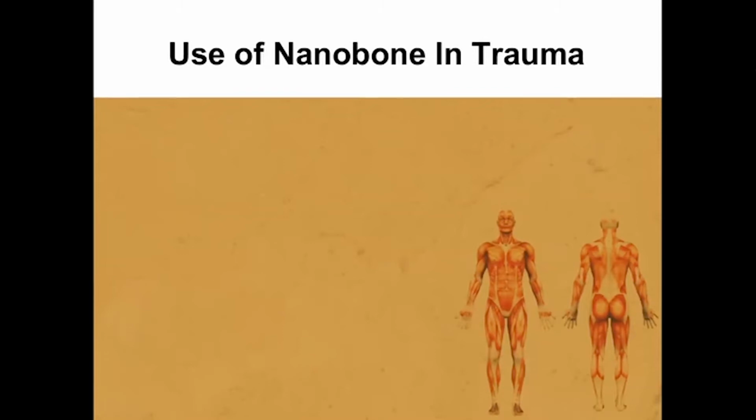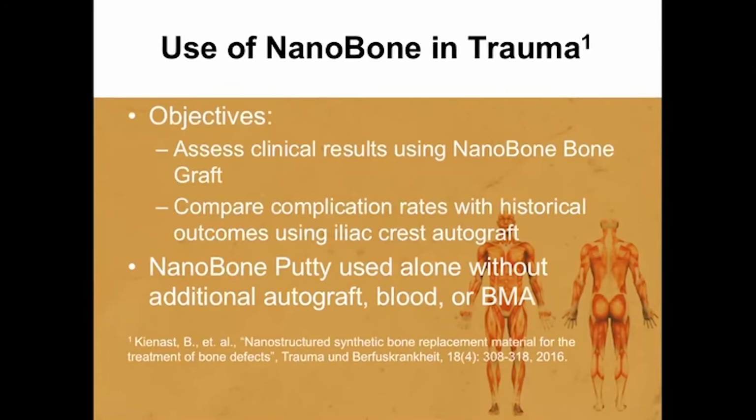So going over NanoBone and trauma, I'm going to present a publication from 2016 out of Europe. It basically looked at clinical results comparing complication rates with historical outcomes using iliac crest autograft. They used it just alone, and so I think that's a key variable. As we know in other products, whether it's cancellous bone chips or maybe even a BMP, surgeons typically will mix that with other substance of an autologous bone graft. This typically is used alone.